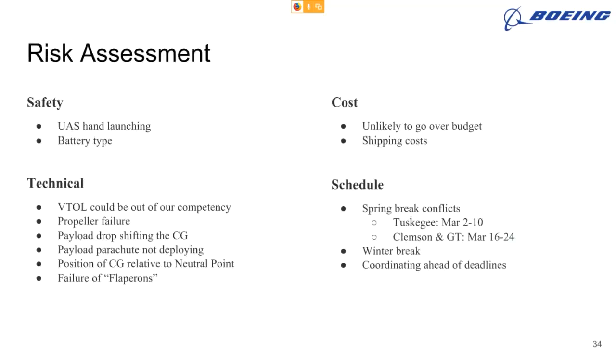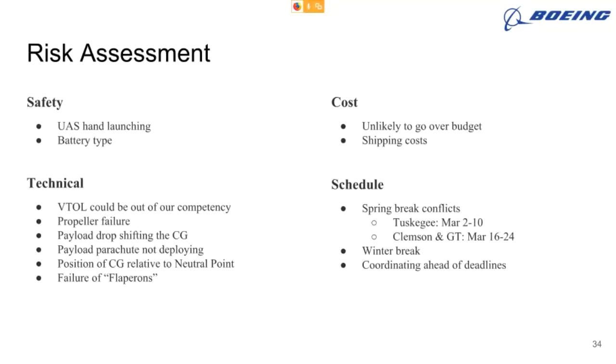So for risk assessment, we looked at 4 things: safety, cost, schedule, and technical. For safety, it was UAS hand launching and battery type. For cost, shipping costs, and basically not going over budget. Scheduling, we have different spring break conflicts. Our Tuskegee break is March 2nd through the 10th, and Clemson and Georgia Tech is the 16th through the 24th. So we are coordinating between those breaks, before and after.